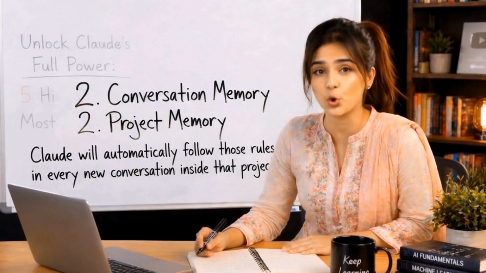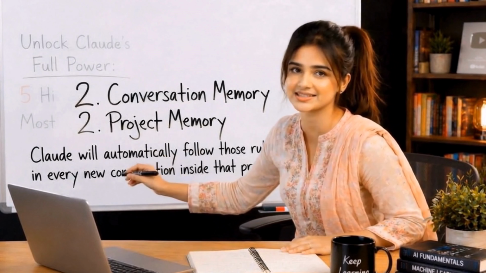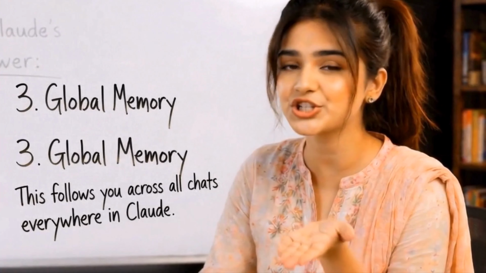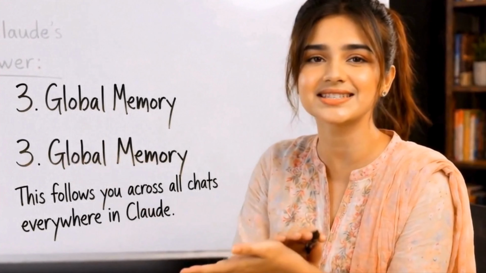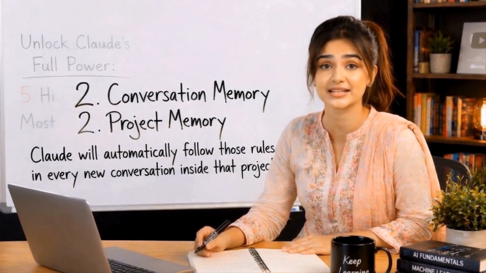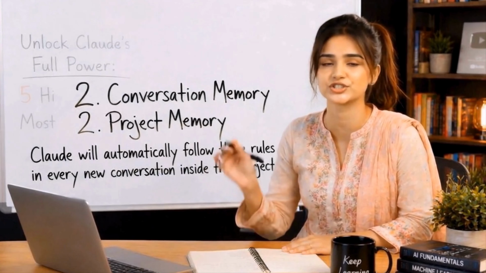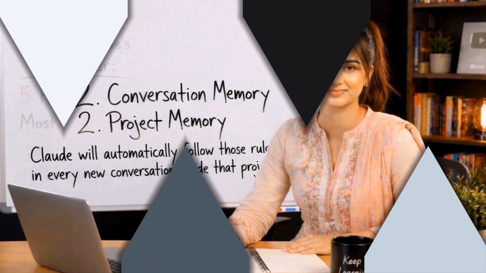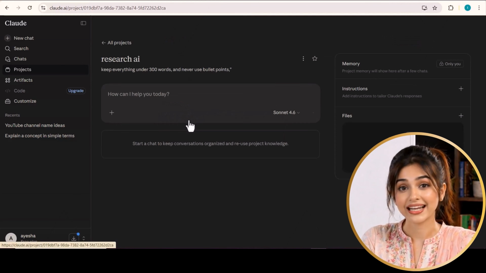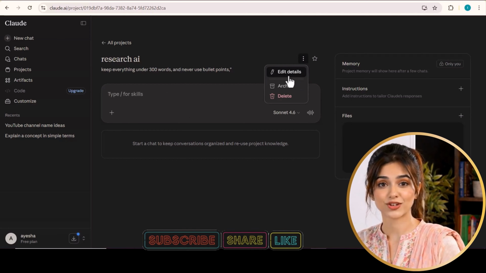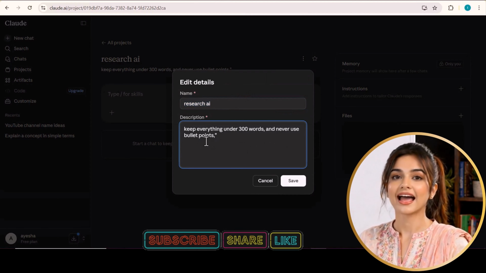The third level is global memory, which is the most advanced. This follows you across all chats everywhere in Claude. So if you mention your writing style, preferences, or how you like responses structured, Claude can reuse that information in future conversations automatically. You can update project memory anytime by editing the project description or refining instructions directly in chat, and Claude will adjust immediately.